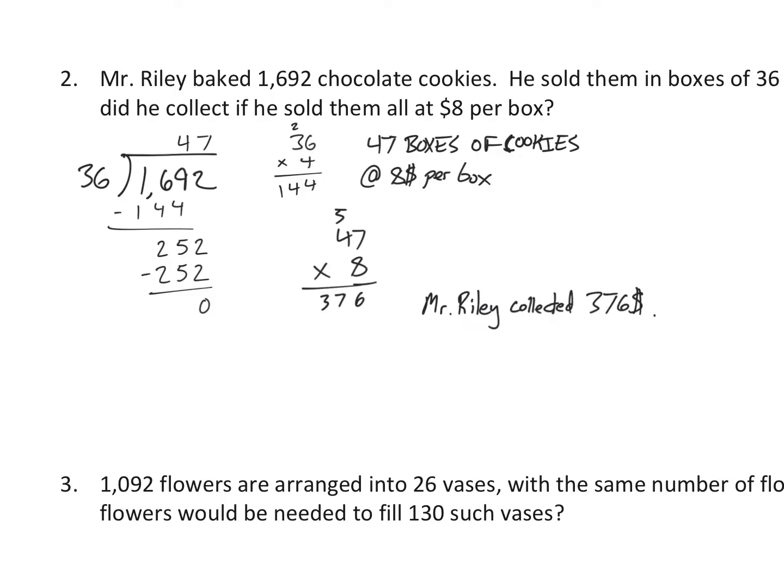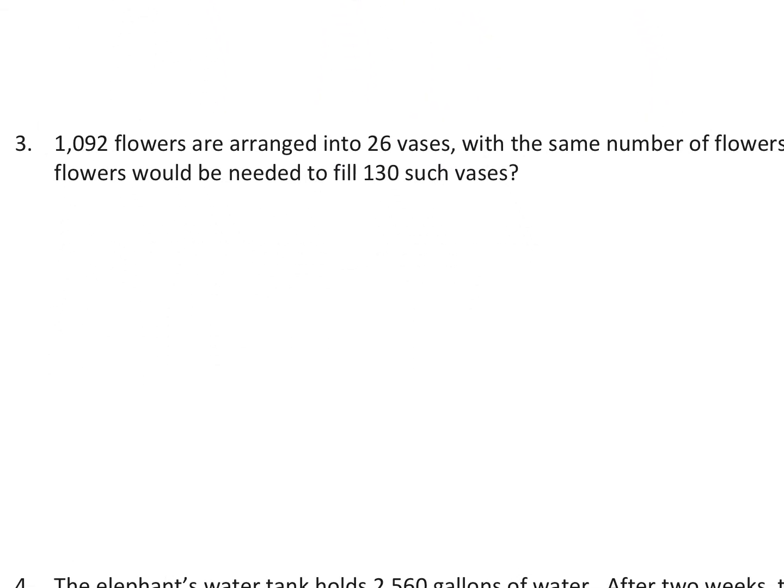So here's what I got. My final answer being Mr. Riley collected $376. Kiss your brain if you got it right. If you did not get it right, you can check through the work over here. I knew that 1,692 cookies, boxes of 36, so that's going to give me 47 boxes. And each box is $8, so I did my multiplication right there. And kiss your brain if you got it right.